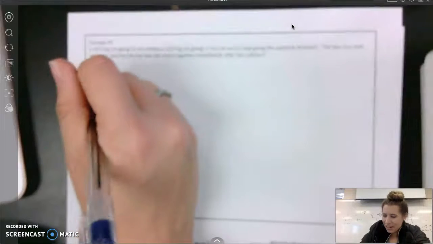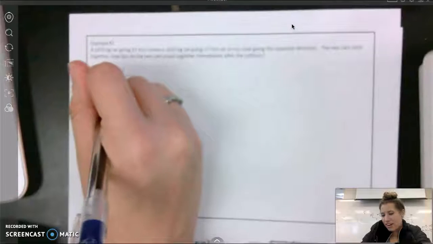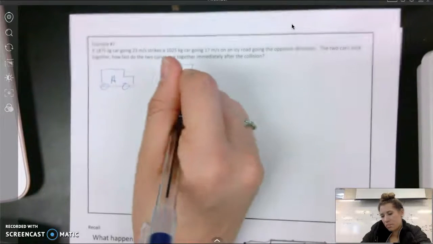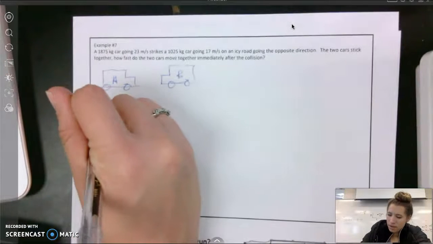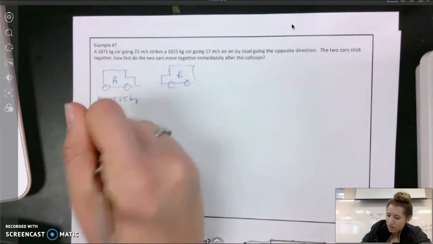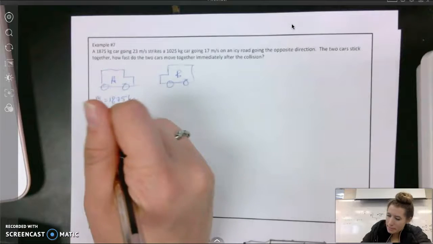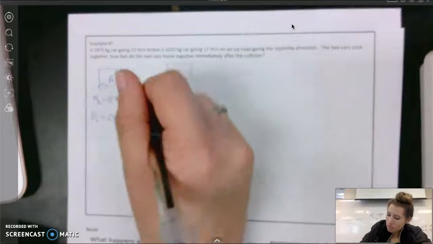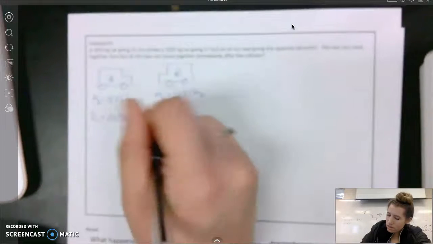So what's happening here? Car A is having, we'll say, a head-on with car B. This is what's going on initially, and so our mass of A is 1,875. The velocity initial, because I drew it going this way, I'll call that my positive. So that'll be a positive 23 meters per second. And then mass B is 1,025 kilograms.